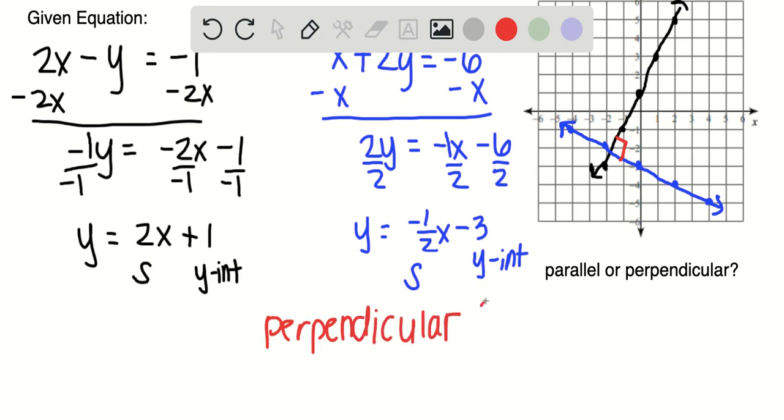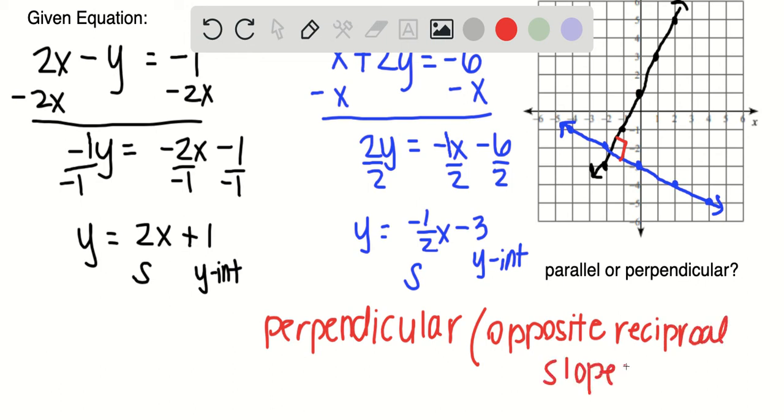Another way to remember that these are perpendicular, my apologies, is they have what's called opposite reciprocal slopes.